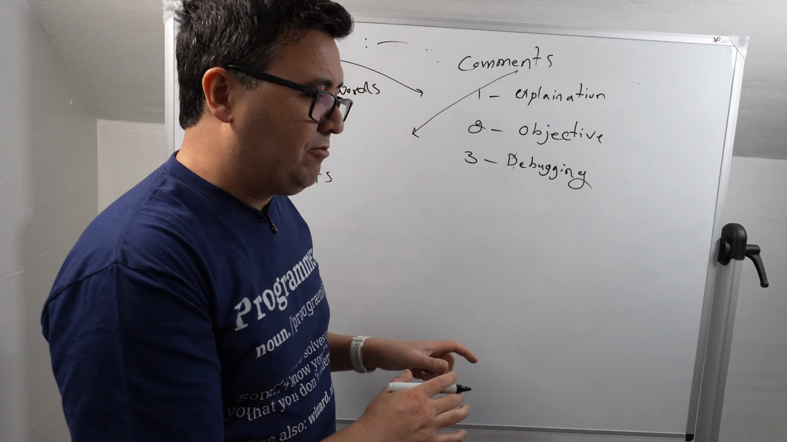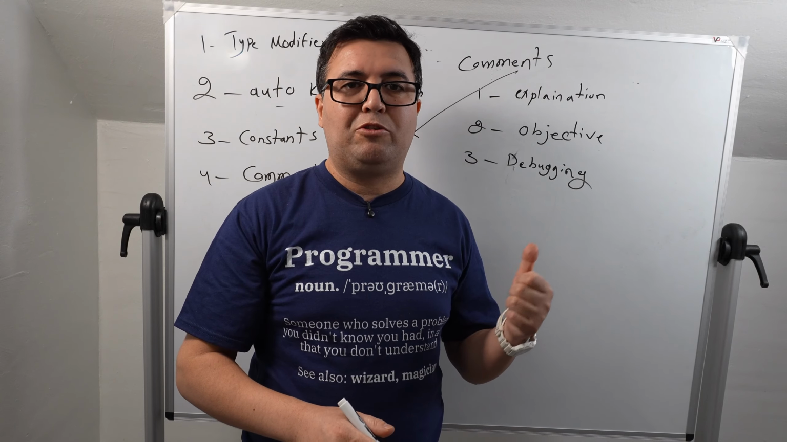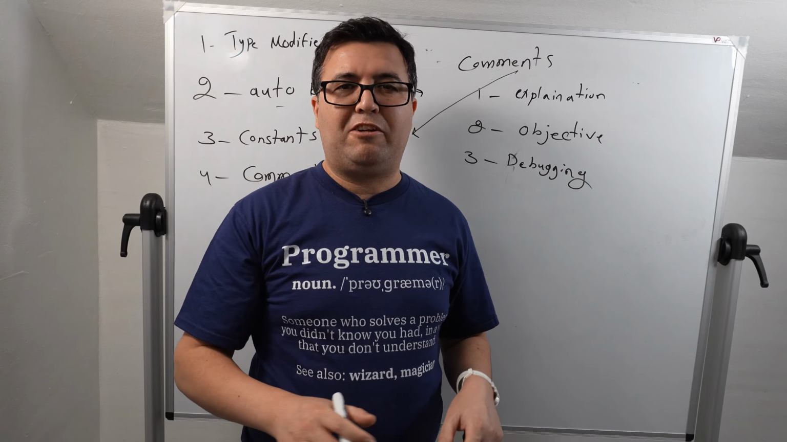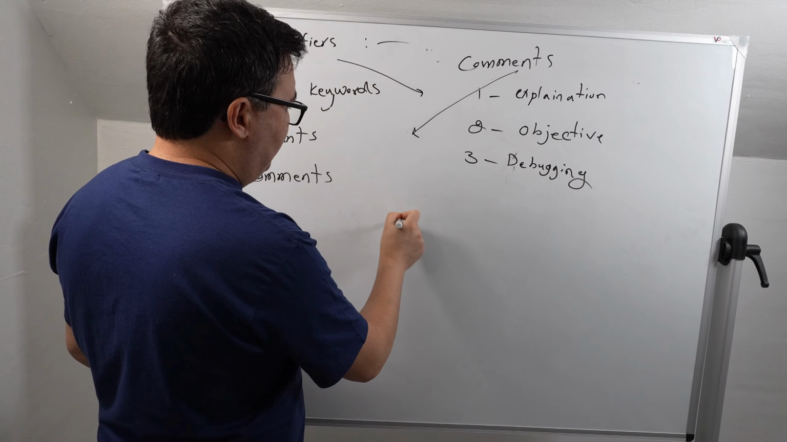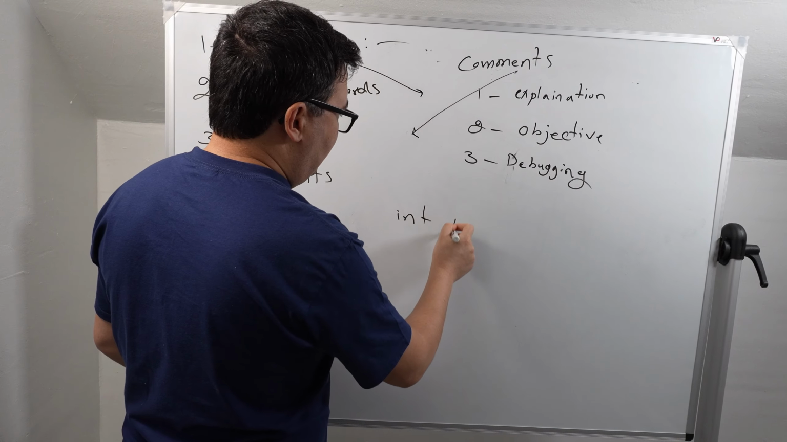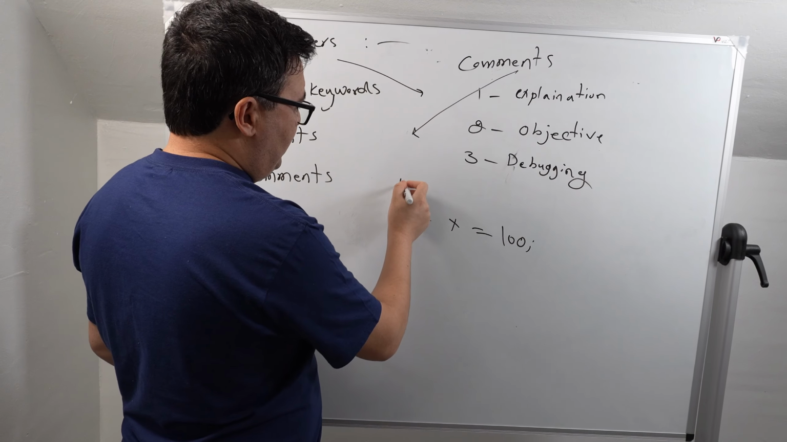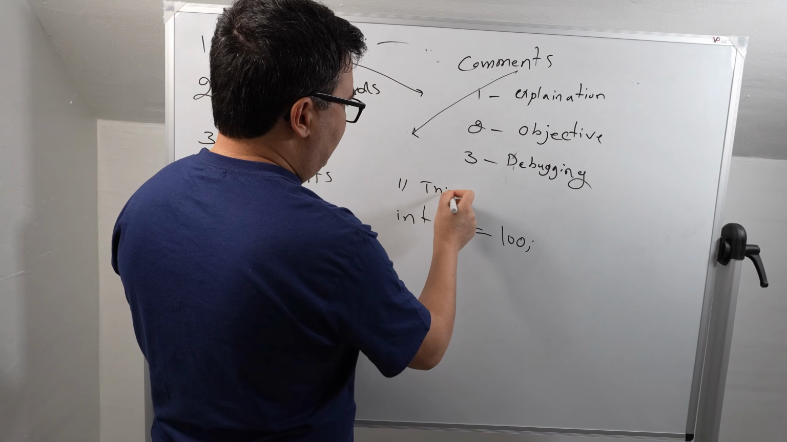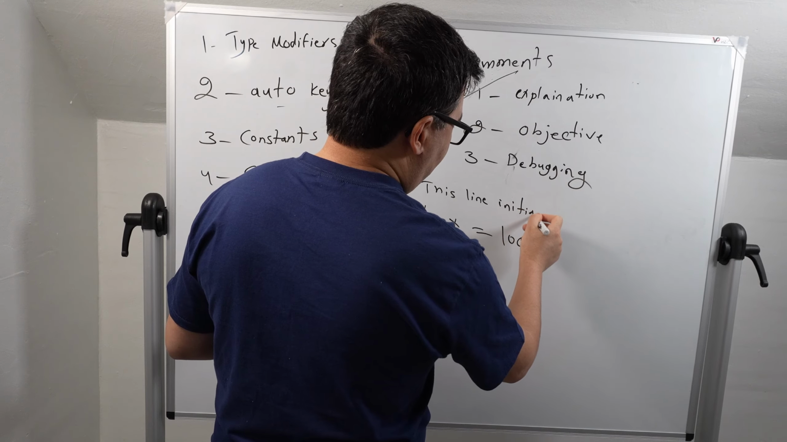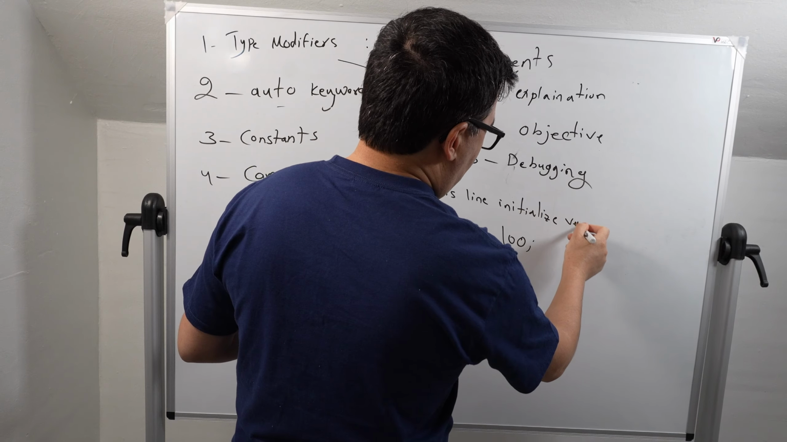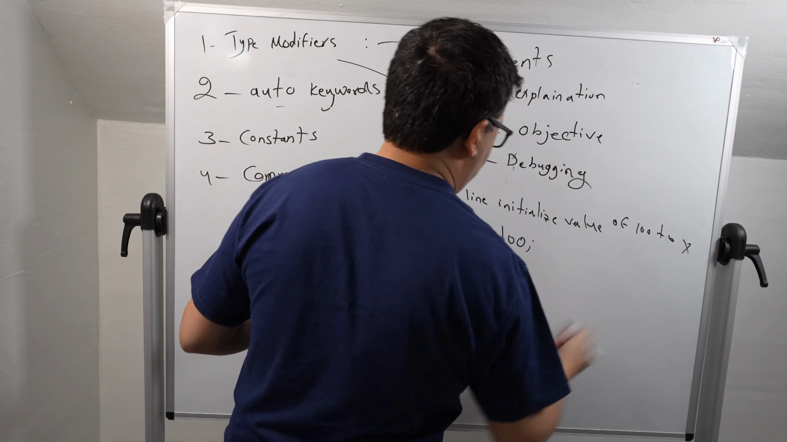They're only used for code readability. I write comments for my code because if 10 years later or 5 years later I come here and change the source code of the system, I should know what this line does. For example, if I write here integer x is equal to 100, I can write a comment here: this line initializes the value of 100 to x.